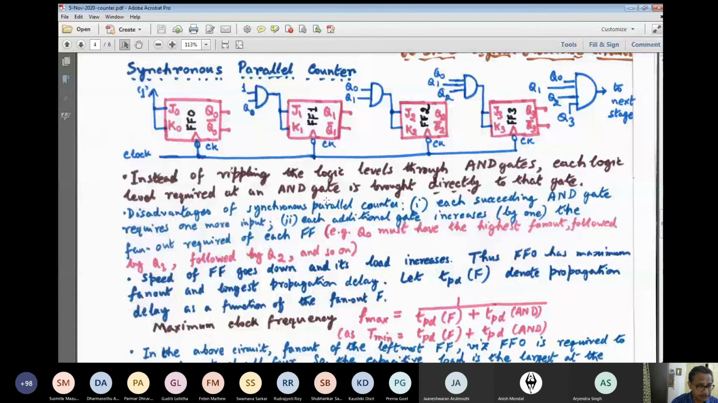Of all the 3 varieties I have studied, the synchronous parallel counter has the highest possible frequency that it can work with, and for the asynchronous ripple counter, the clock frequency should be the least of all the 3 cases. So this affords working with a clock having the highest frequency of all the 3 cases. Clear so far?